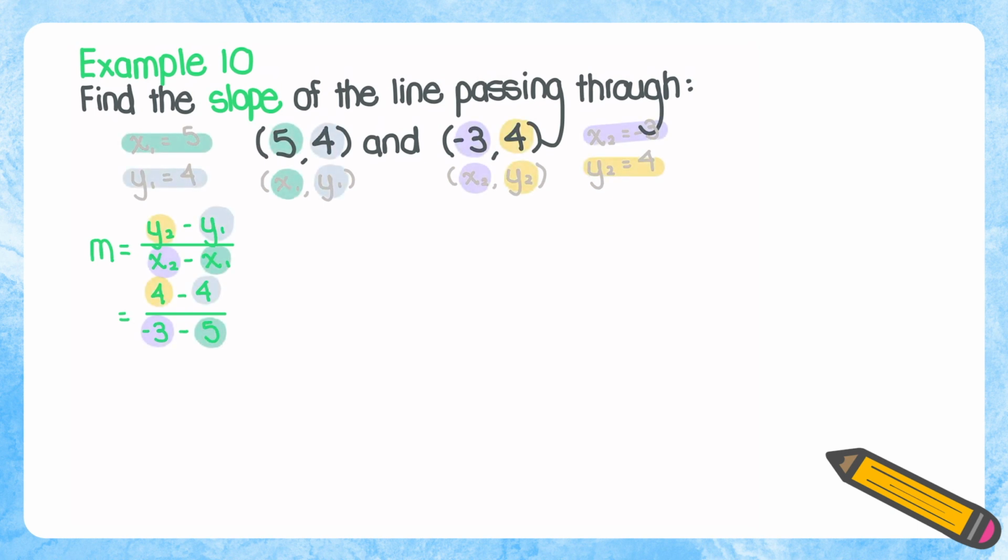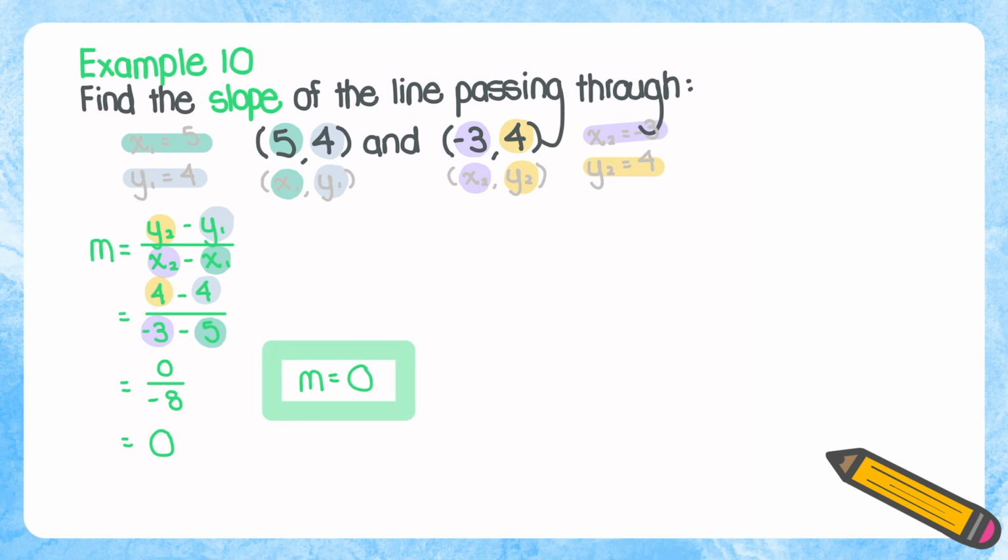Here is the color-coded version to see how we replaced each part. The numerator, 4 minus 4 equals 0, and then negative 3 minus 5 equals negative 8. So I have 0 divided by negative 8, which equals 0. Because 0 divided by anything is always 0, so our slope is 0.